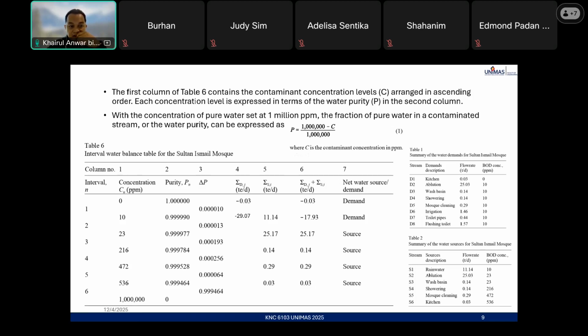Start from 0. This is the first interval. So from 0, we go through each column. To calculate P, you use this equation, 1 million minus C, where C refers to this first column, the concentration. The water demand for each of the places is about 0 and 10.